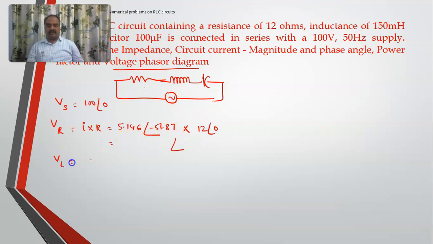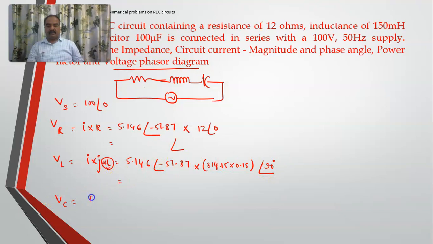Similarly, VL. What is VL? I into j omega L. This is again 5.146 at an angle of minus 51.87, into the magnitude of omega L. So omega L is 314.15 into 0.15. Since j is there, I'll be getting an angle of 90 degrees. Now this is how you do it.